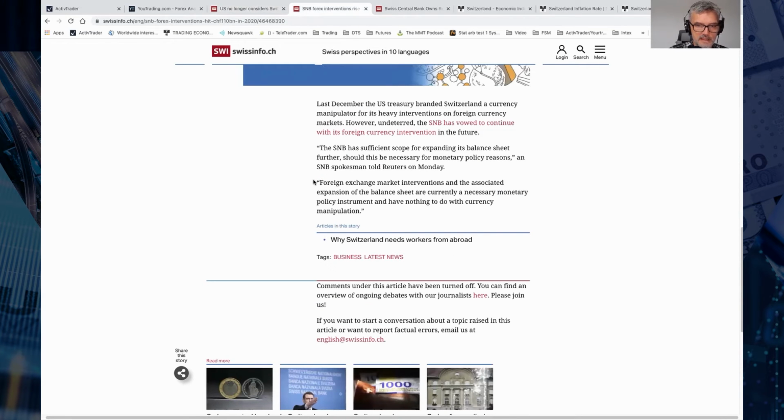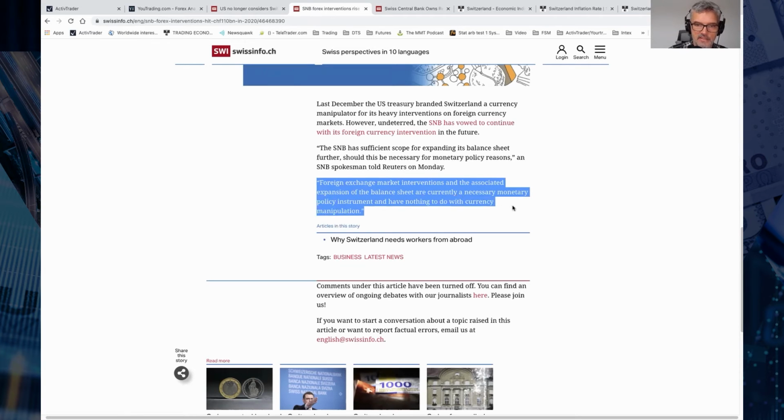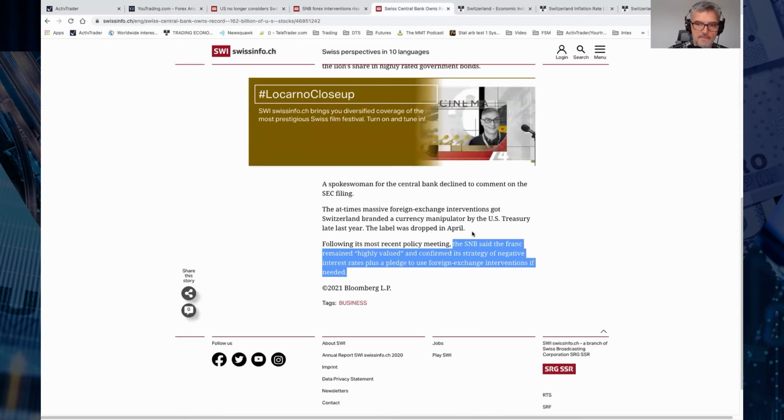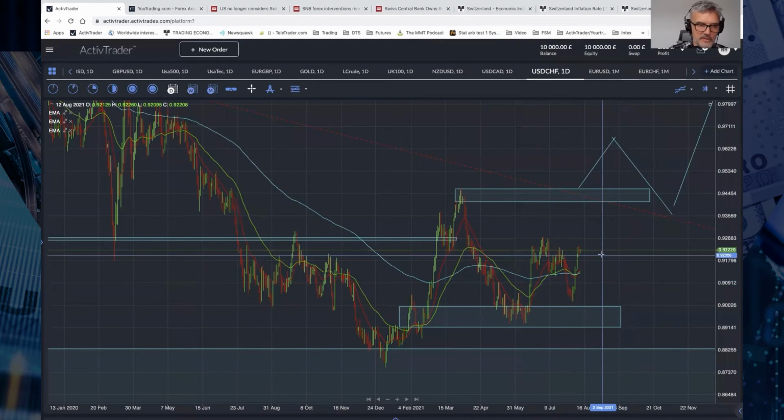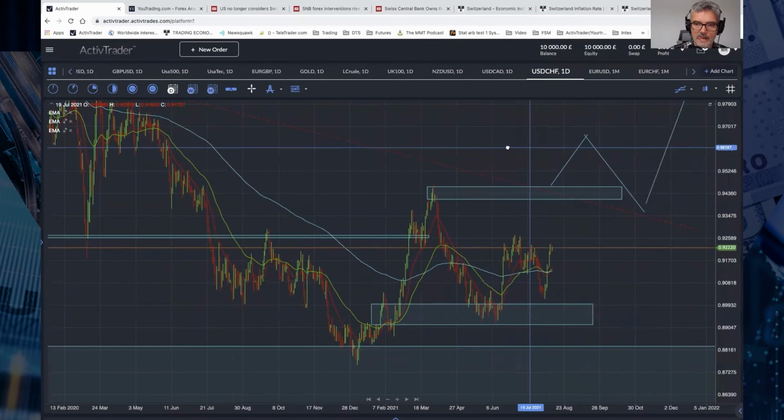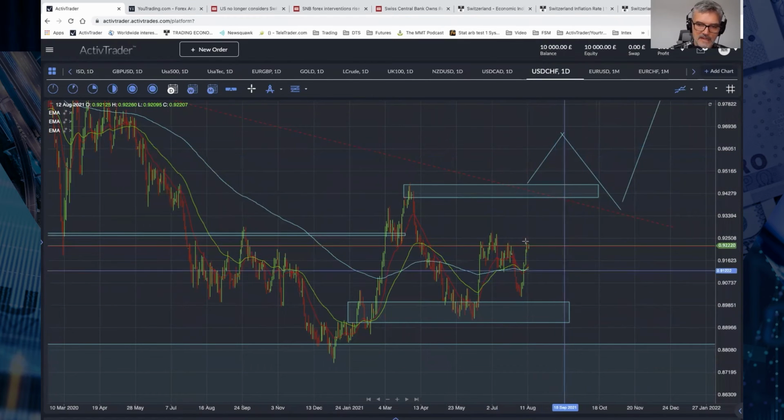Now, the SNB will say that the foreign exchange market interventions and the associated expansion of the balance sheet are currently a necessary monetary policy instrument and have nothing to do with currency manipulation. The SNB said the franc remained highly valued and confirmed its strategy of negative interest rates, plus a pledge to use foreign exchange interventions if needed. So if the SNB think that the franc is highly valued, they obviously want to decrease that value. And if they decrease that value, that means they want the Swiss franc to come down and the US dollar to go higher. So SNB have got an interest in making US dollar versus Swiss franc go higher.